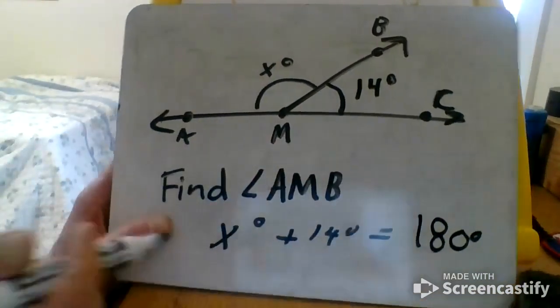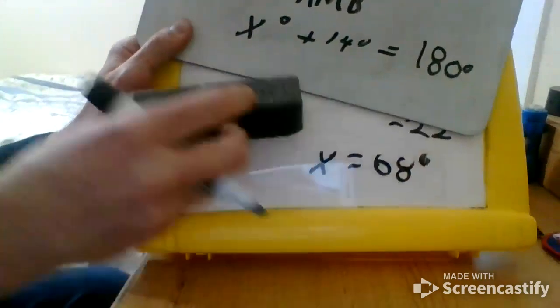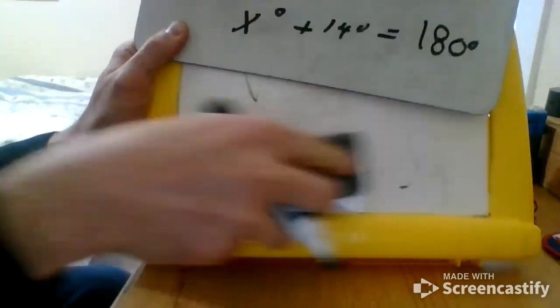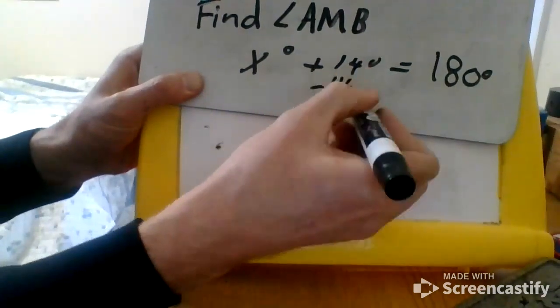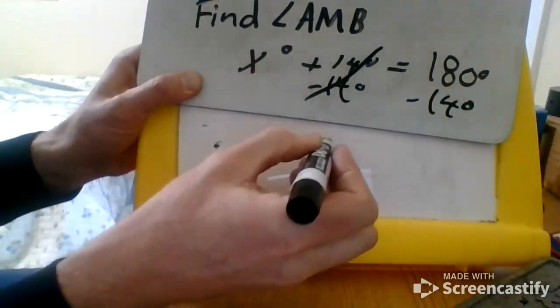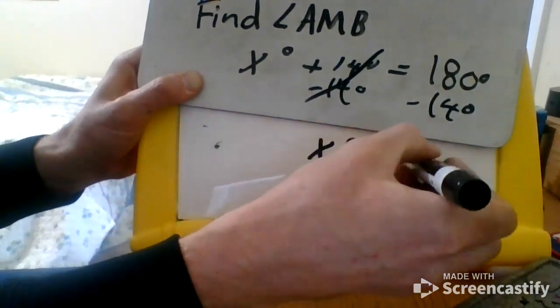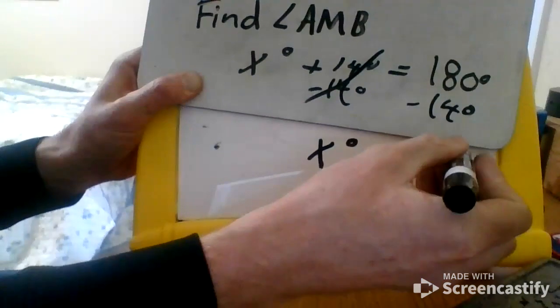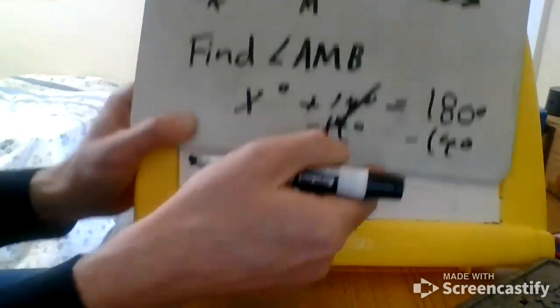So if I want to find X, it's just a simple algebra problem. I'm going to subtract 14 from both sides. Minus 14 degrees from both sides. The 14s cancel each other. I'm left with X equals 166 degrees. So just subtract 14 from both sides and you'll find it out.